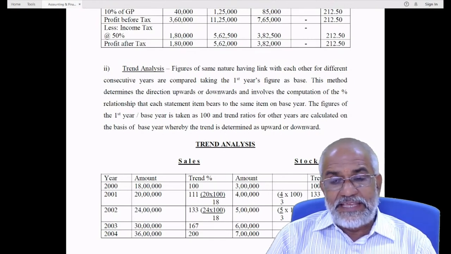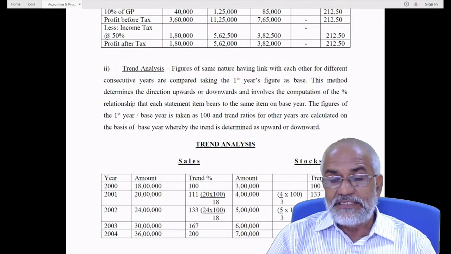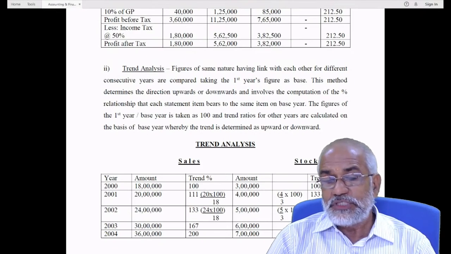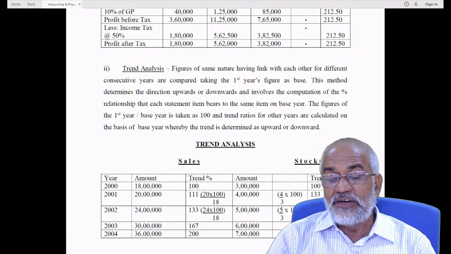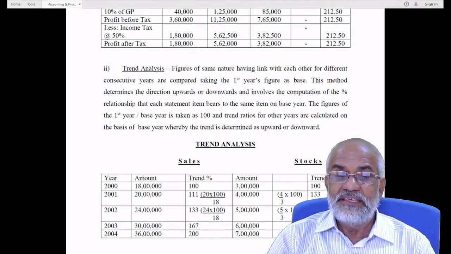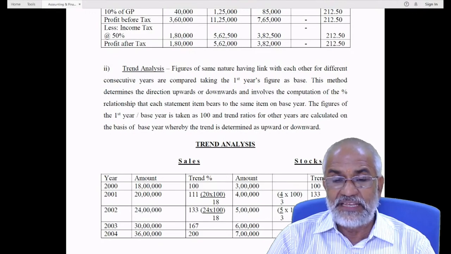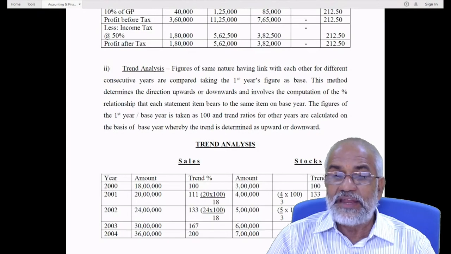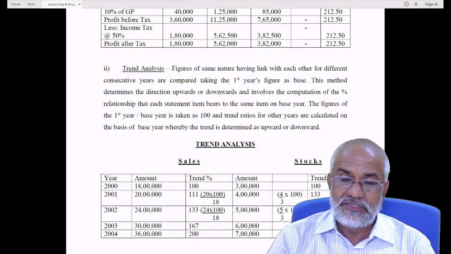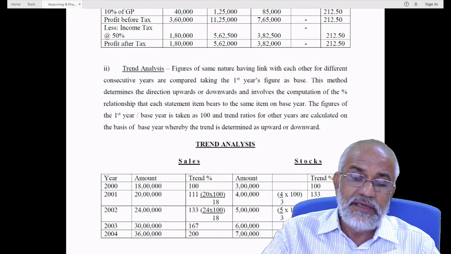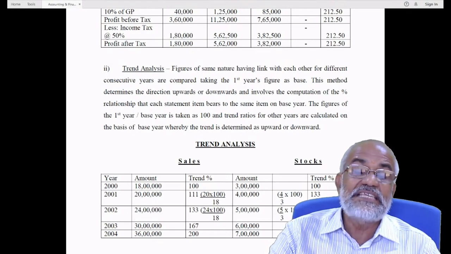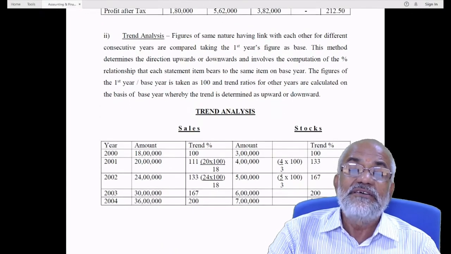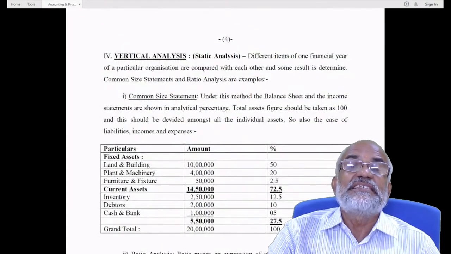So the sales were increasing, the stocks are also increasing, but if we make a comparison between the two, the increase in the volume of stocks or in the value of stocks is more than the percentage trend of increase in the sales. Sales has increased at a lower rate than that of the stocks. Stocks have become double in the fourth year, whereas the sales have become double in the fifth year. So this is the result of the trend analysis.